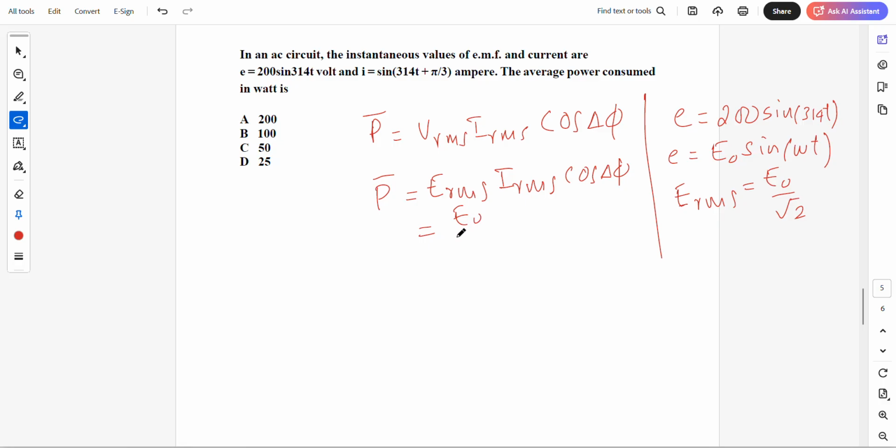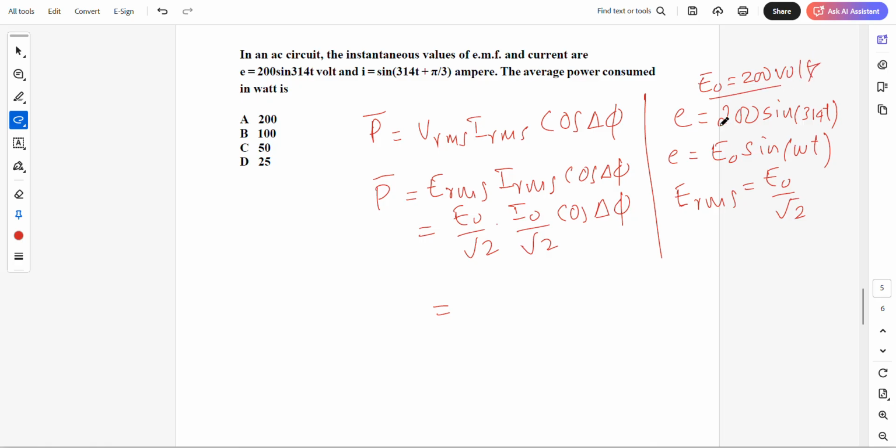So it is E naught by root 2 into I naught by root 2 into cos of delta phi. How much is E naught? E naught they have given. Compare this one. E naught is equal to 200 volts.